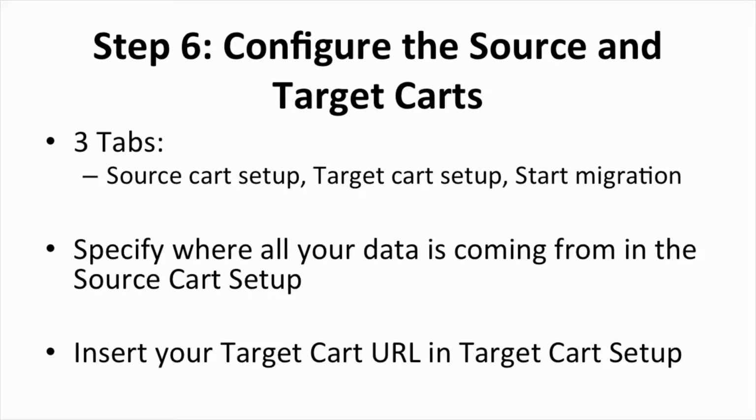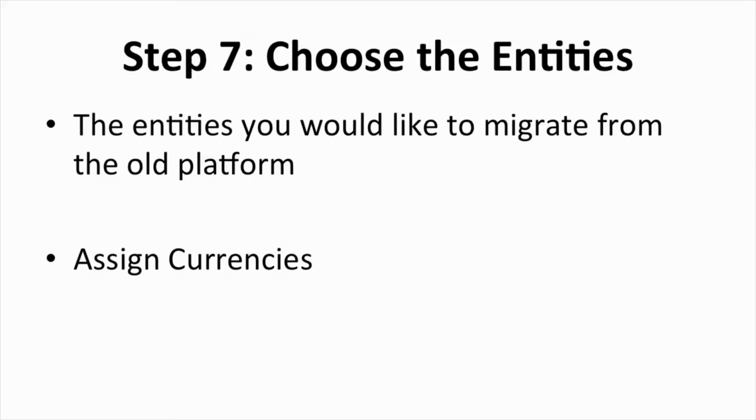So copy and paste the new URL link to your Shopify store. Follow the next steps and then click on Start Migration. And then you will get to choose the entities that you would like to migrate from the old platform, such as product details, manufacturers, customer information, orders, and so on.